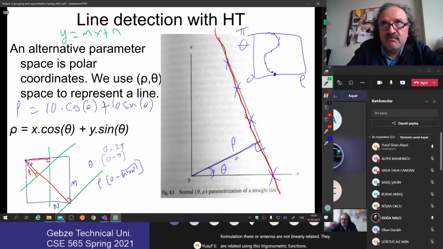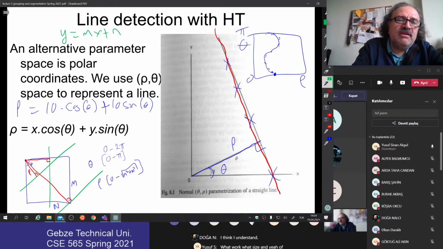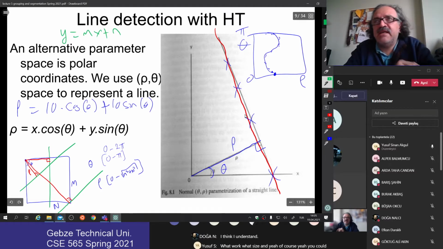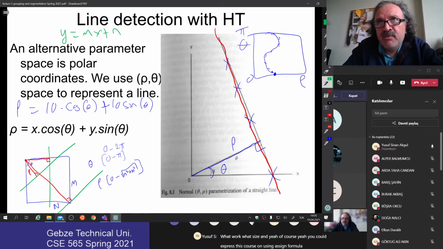I think if you rotate this rho theta space, it looks like a sinusoidal wave. Well, yeah, of course, you could express this cosine using a sine formula, and it would become a sinusoidal wave. Yes, that's how it would be.